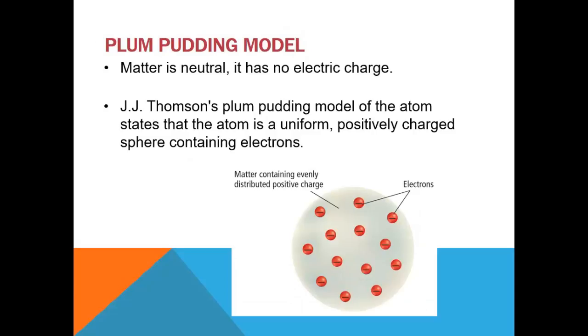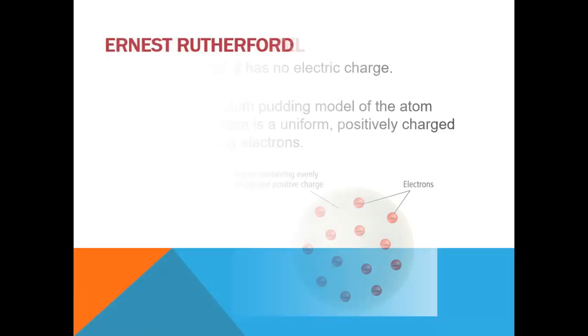So J.J. Thomson knew that matter had an overall net charge of zero, meaning the positive would balance out the negative. So he created this model of an atom. It was like a circular, cylindrical thing with some random negative charges in it, and everything else was positive. We just called it plum pudding. It looked like a chocolate chip cookie, but they called it plum pudding.